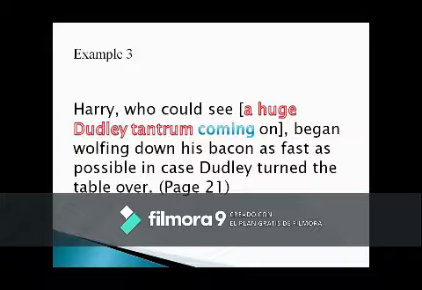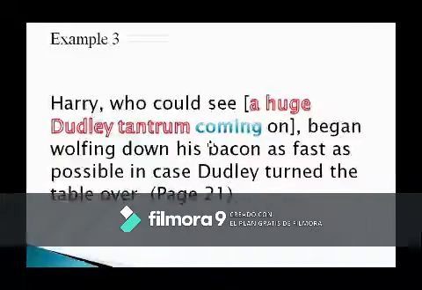Example 3. Harry, who could see a huge Dudley tantrum coming on, began wolfing down his bacon as fast as possible in case Dudley turned the table over. In this example, again the verb see selects the small clause, a huge Dudley tantrum coming on, as the direct object. The subject is a huge Dudley tantrum. It means that it is explicit and it is in the accusative form, because it can be replaced by the pronoun it. Then the verb is coming, that is in the ing form.